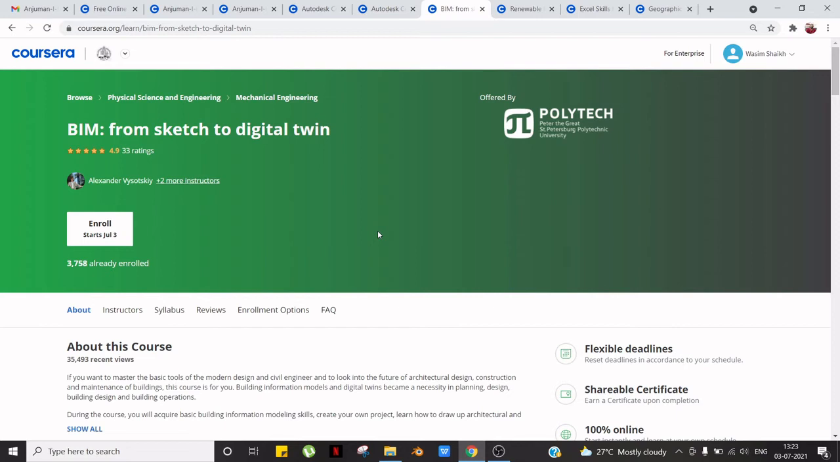And the third course is this one. That is a very basic course. It is basically for building information modeling, also known as BIM. Those who are interested in architectural design, drawing, drafting, 3D modeling, this is a basic foundational course for those students. This is offered by St. Petersburg University. I think it is in Russia.